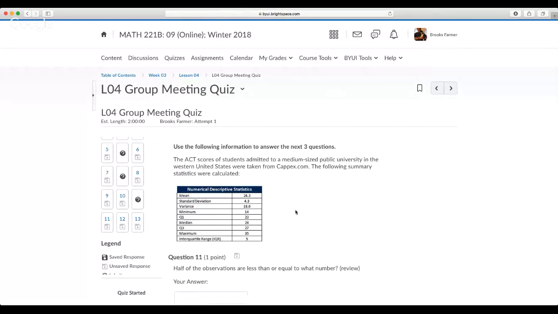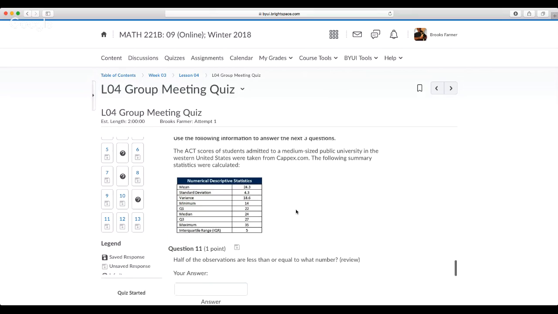All right, I'll read this. The ACT scores of students admitted to a medium-sized public university in the Western United States were taken from a website. The following summary statistics were calculated. We can read the table on our own, but first thing to figure out is how much that total is. So if you guys want to just add up all those statistics. Well, hold on. Because this is just a review. Okay, sorry, I read that wrong. Those aren't the data. Those are just all the separate statistics.